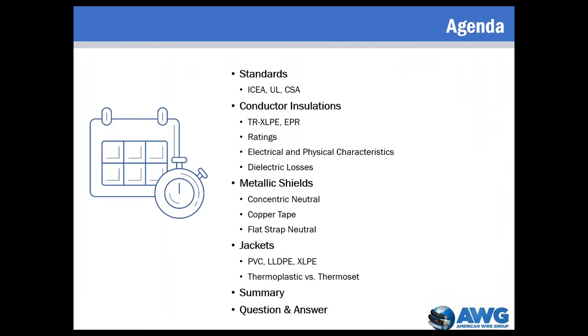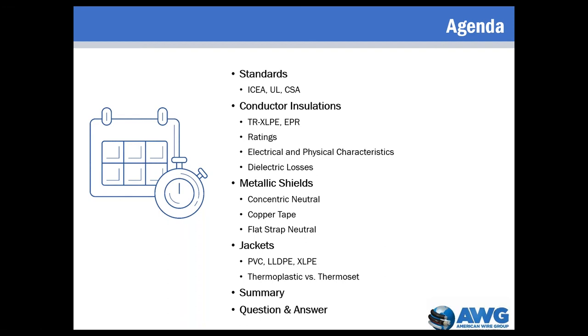During this presentation, we will take a brief look at medium voltage power cables and compare some of the more popular options available in the market. We will briefly look at what standards are typically used for medium voltage cable constructions for installations in the United States and Canada. We will look at the key differences between tree retardant crosslink polyethylene and ethylene propylene rubber insulation systems, focusing on electrical and physical characteristics, as well as ratings and dielectric losses.